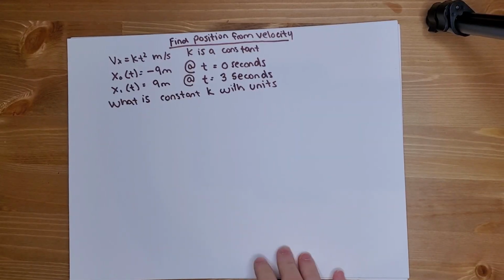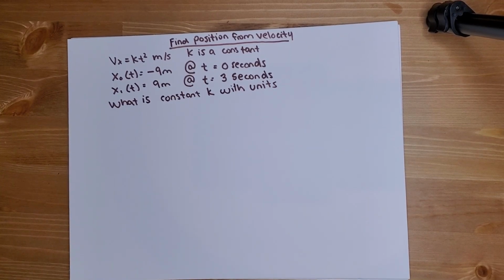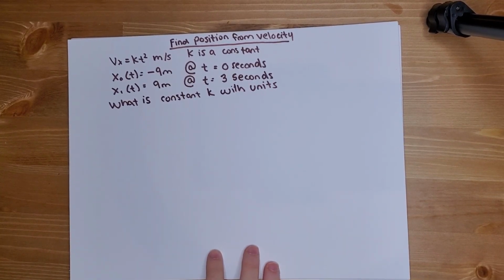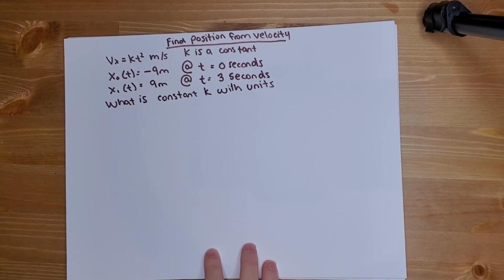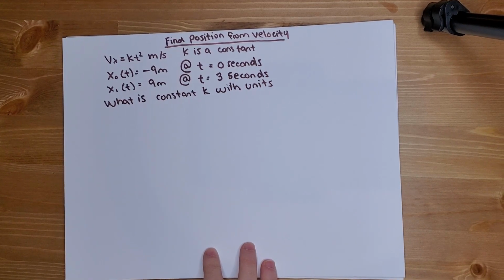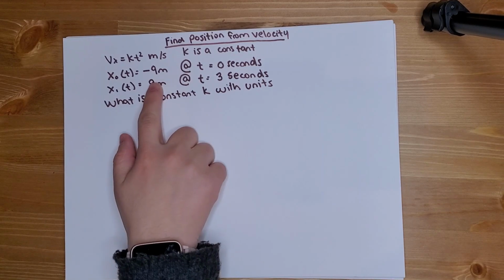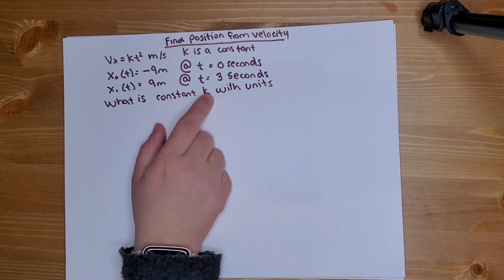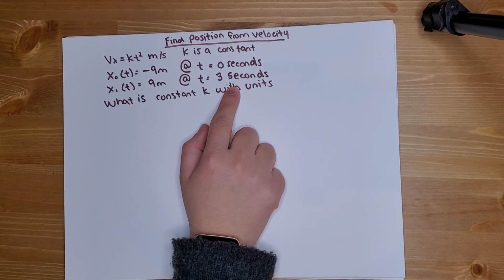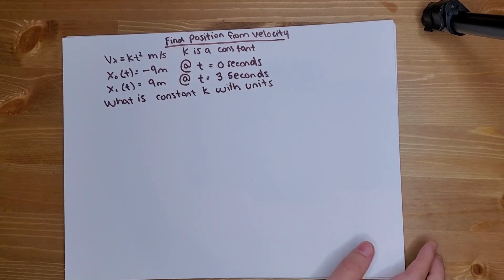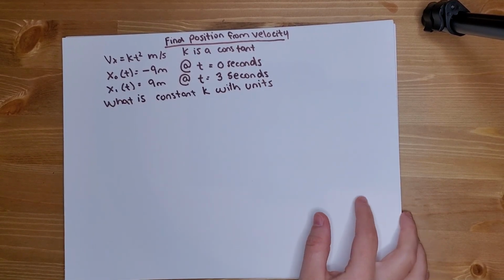Okay, so our question today is: a particle's velocity is described by the function v of t equals k t squared meters per second, where k is a constant and t is in seconds. The particle's position at t equals 0 seconds is x of 0 equals minus 9 meters, and at t equals 3 seconds is x equals 9 meters. So what is the constant k with units?